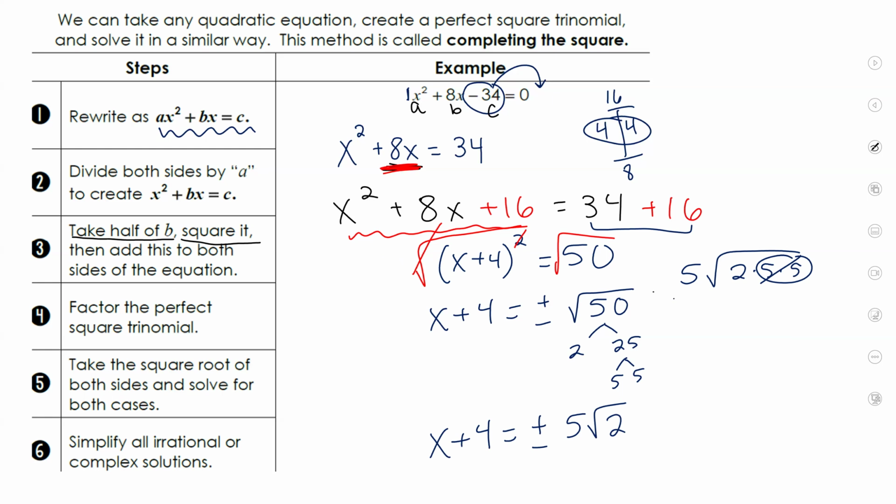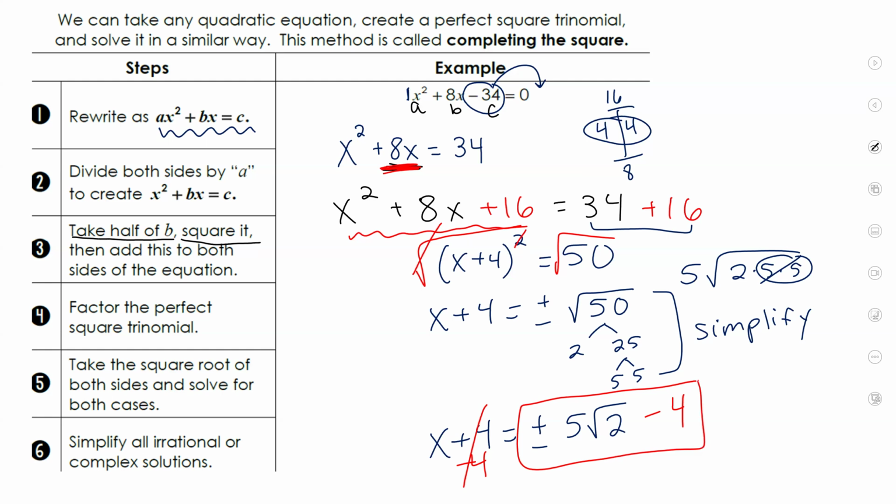All we did here was simplify. All right, last thing, you just subtract 4 from both sides. Subtract 4, subtract 4. This is your answer. The proper way to write it would be the negative 4 in the front, plus or minus 5 square root of 2 in the back. This is not wrong. They're both right.